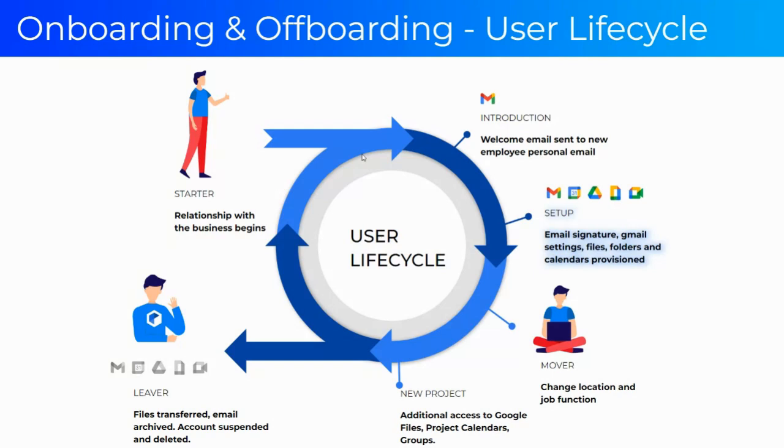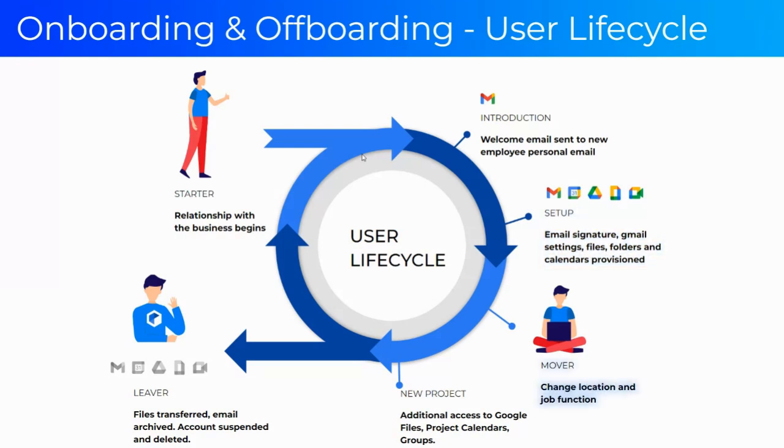And in a non-automated environment, the user will then have to create their own email signature. They'll have to set up Gmail settings. They'll have to request access to particular files. They may be sent emails related to Google Calendars, or they may not, and they may have to ask colleagues in order to have access to particular calendars, such as the holiday calendar, etc.